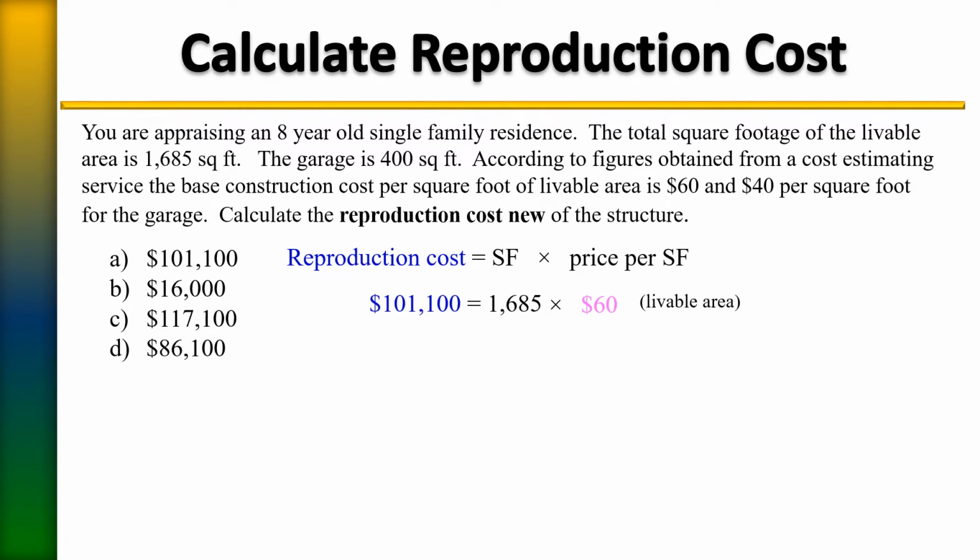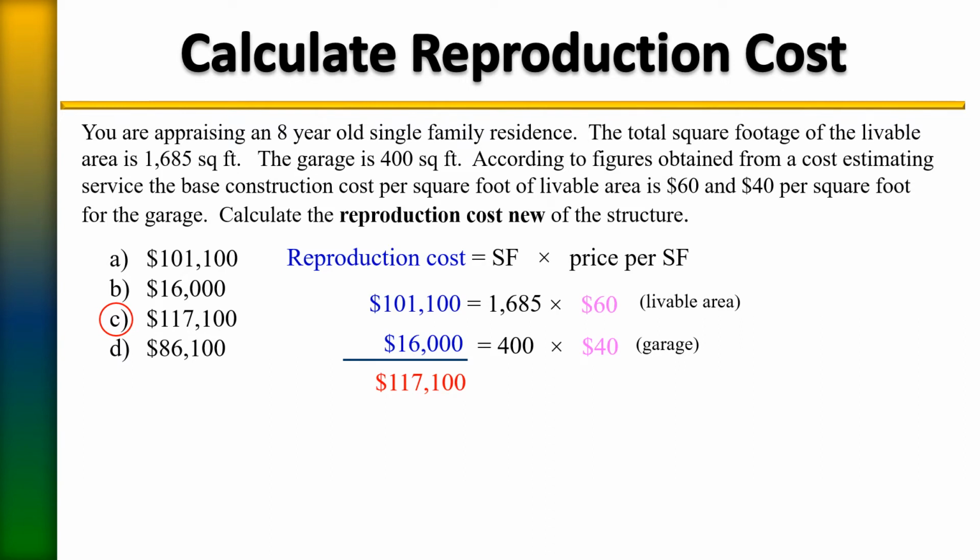Next, the garage. The square footage of that is 400, and per square foot is going to be $40. When we multiply that, we're going to get $16,000 to restore that new. All right, so lastly, all we need to do is simply add these reproduction costs, and what we have is $17,100, which is choice C.